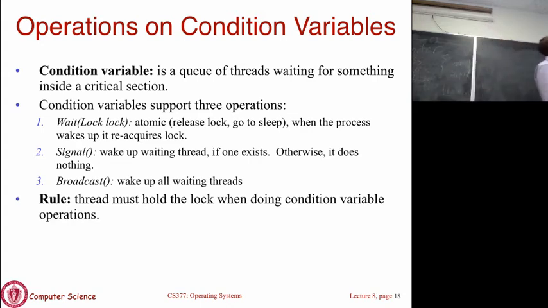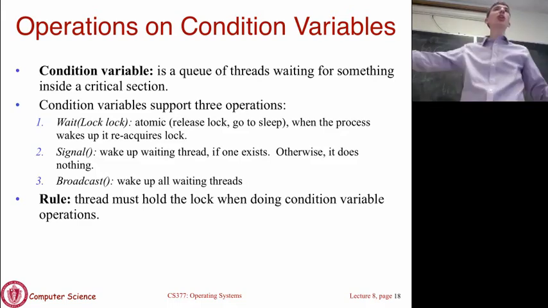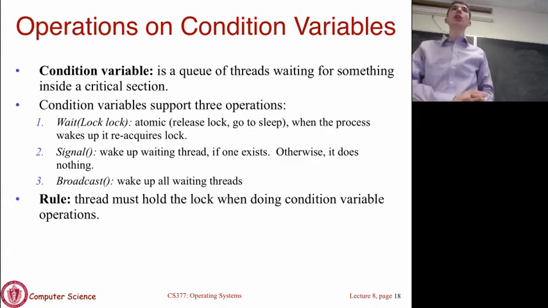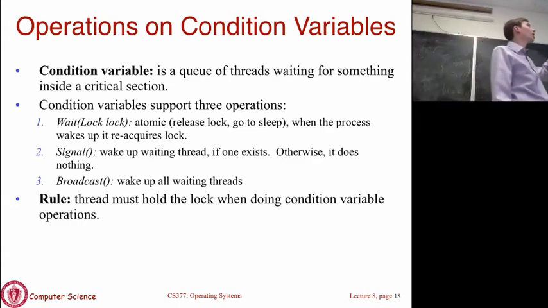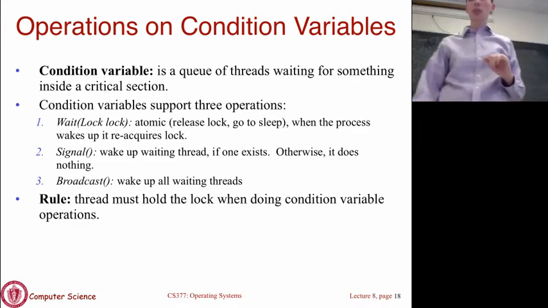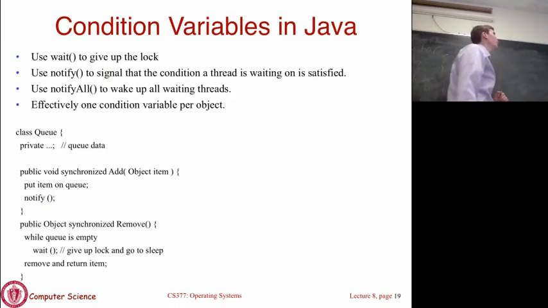And broadcast is the exact same idea, except you're waking up every thread that is waiting on the condition. Because remember, a condition variable is basically a queue of threads that are all waiting on the condition. So signal is waking up one thread, broadcast is waking them all up. That's basically the only difference. So let's look at how we do this in Java.